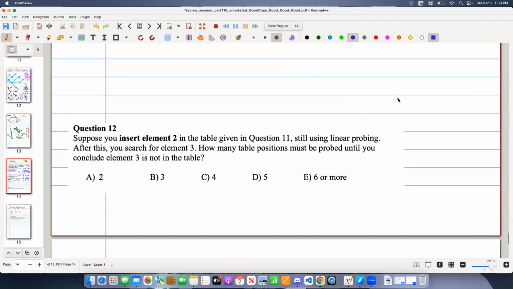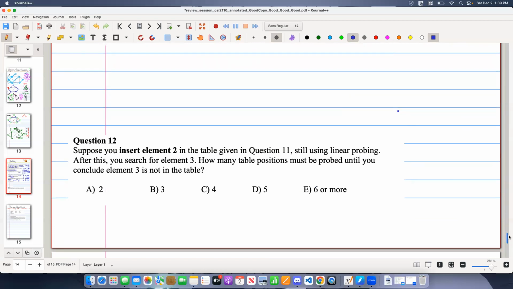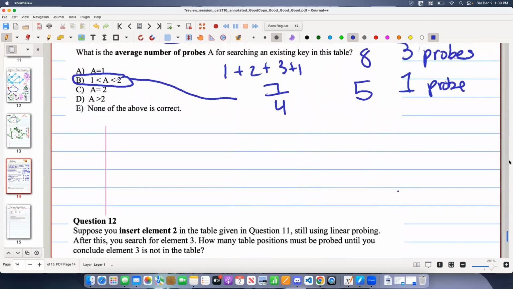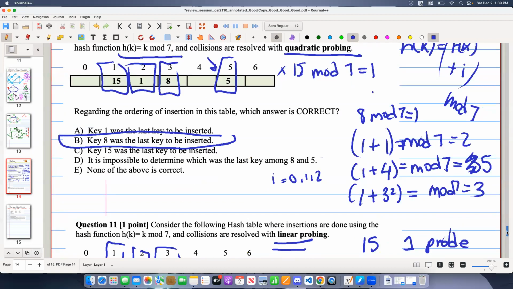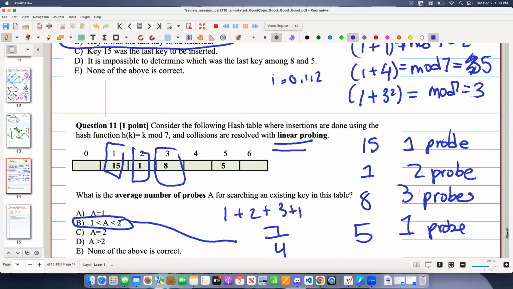Okay. Suppose you insert element 2 in the table given in question 11 using linear probing. After this, you search for 3. How many table positions must be probed? Now we're using linear. Perfect. So let's say you insert 2. Well, 2 mod 7 is 2. You can't fit in index 2 because 1 is taking it. So now you add 1. So now 2 plus 1, it's 3.